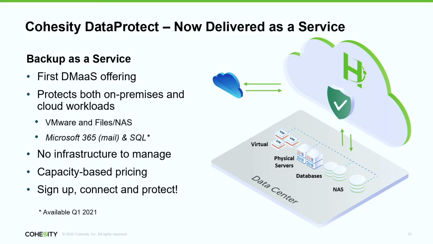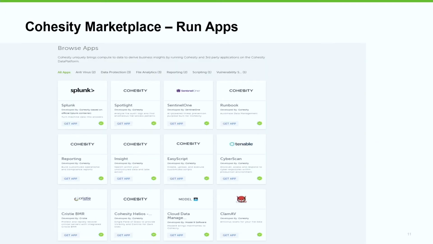So for you as a customer, all it takes is to go to the AWS portal to sign up, connect, and protect. So really, as a customer, you don't need to install everything. You don't need to know anything about backup, etc. All this is being taken care of by Cohesity through AWS. And as you see on the slide, the first environments that we offer protection for are VMware, file services NAS, Office 365, and SQL. And we'll be expanding this throughout the next months to come.